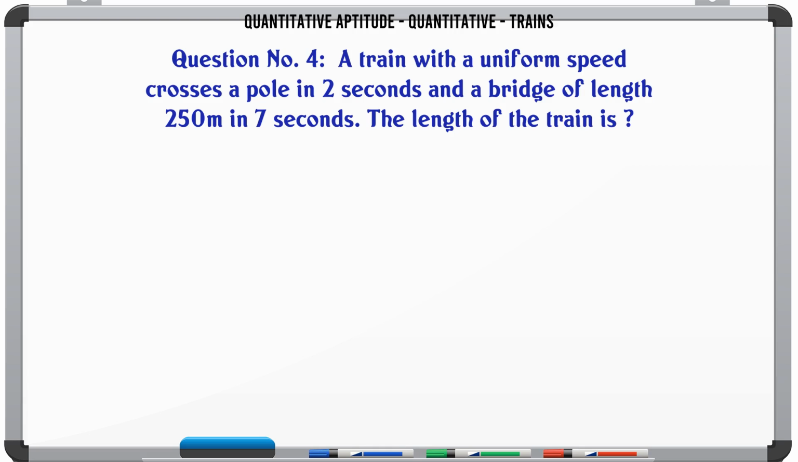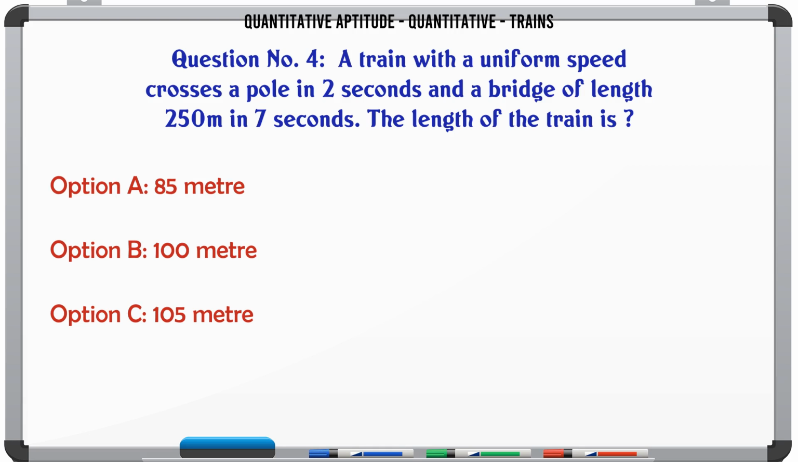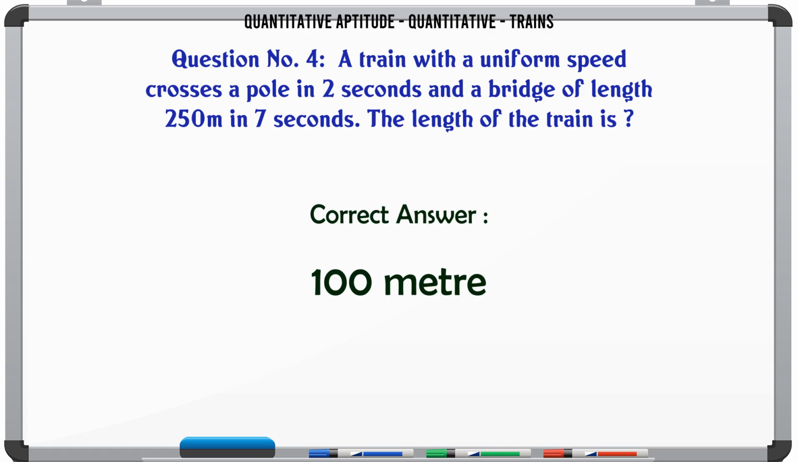A train with a uniform speed crosses a pole in 2 seconds and a bridge of length 250 m in 7 seconds. The length of the train is A 85 meters. B 100 meters. C 105 meters. D 125 meters. The correct answer is 100 meters.